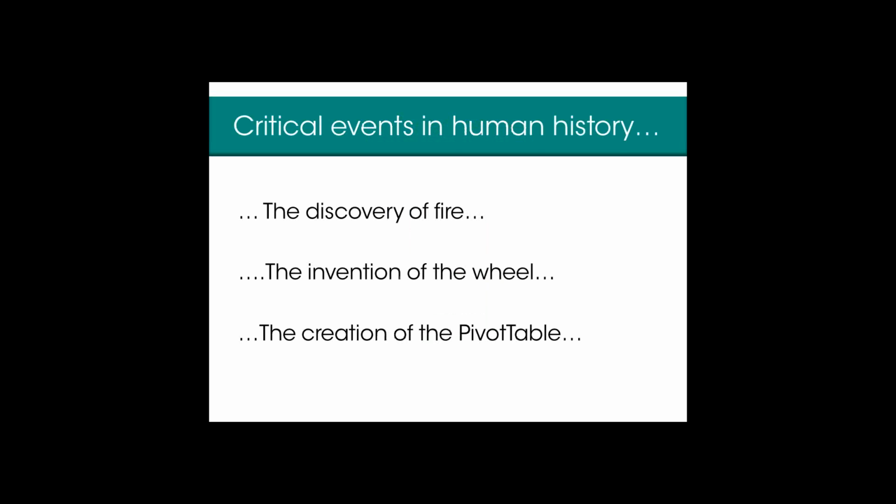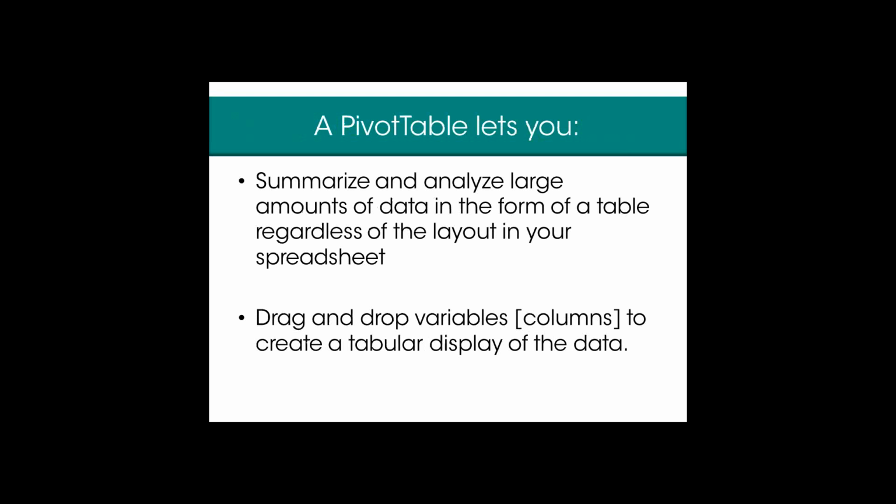Throughout human history, there have been critical events: the discovery of fire, then the invention of the wheel, and in my mind, the next one is the creation of the pivot table. A pivot table lets you summarize very large amounts of data in the form of a table, no matter how you have it laid out on your spreadsheet. You can actually drag and drop variables, in other words, columns, to create a tabular display of your data.